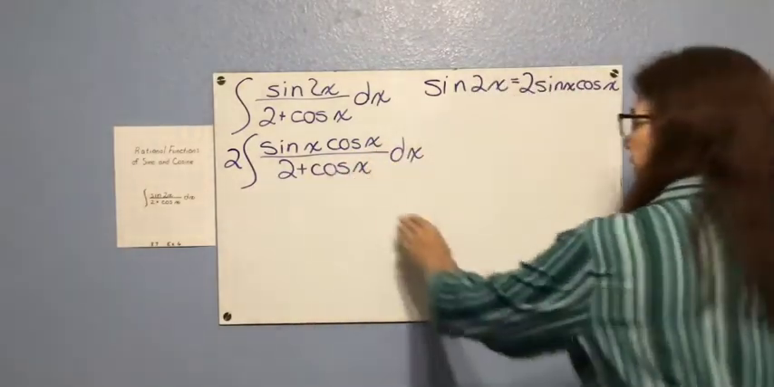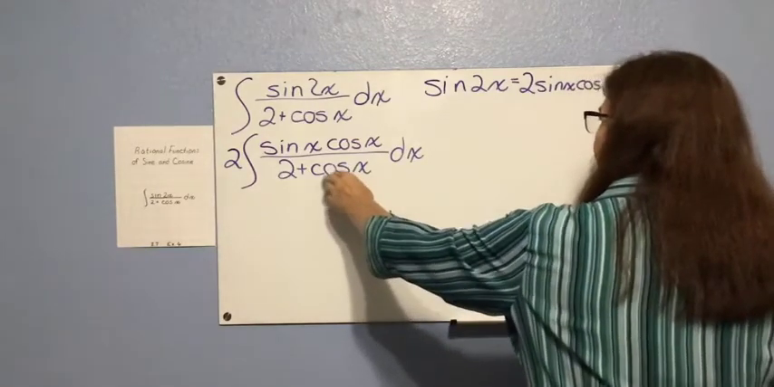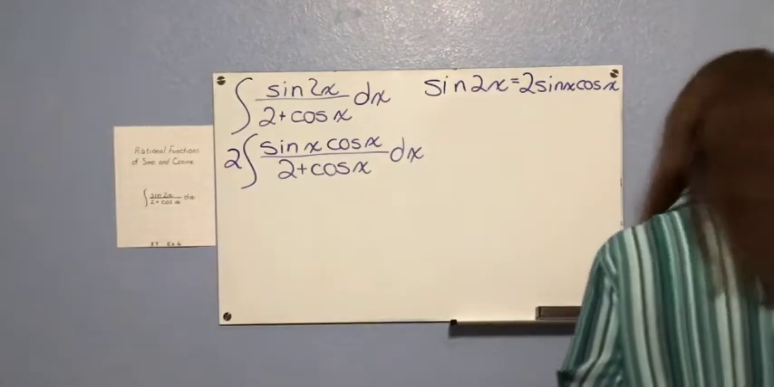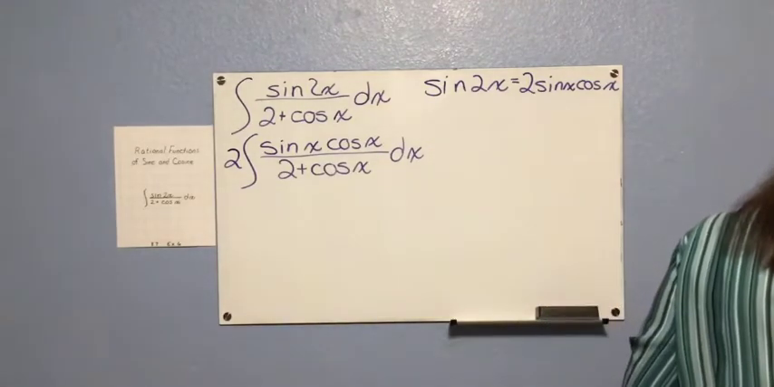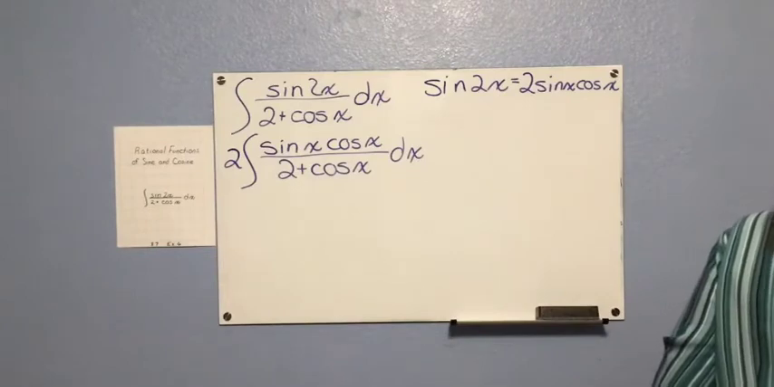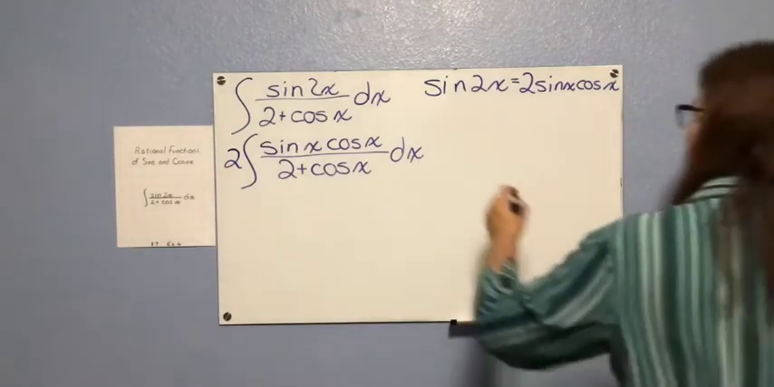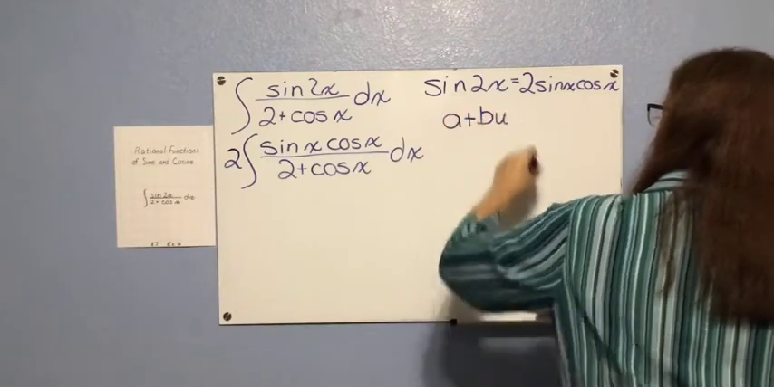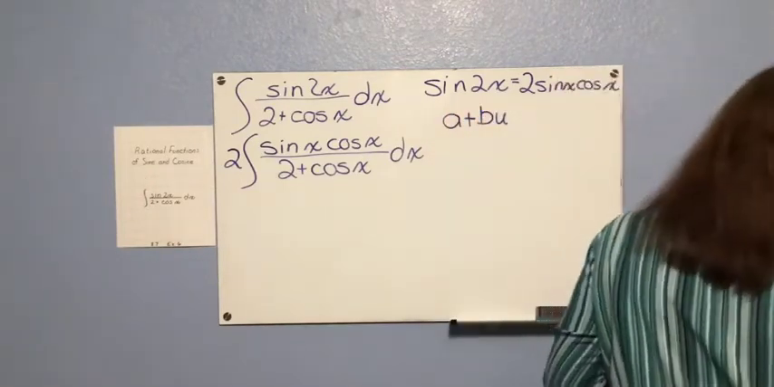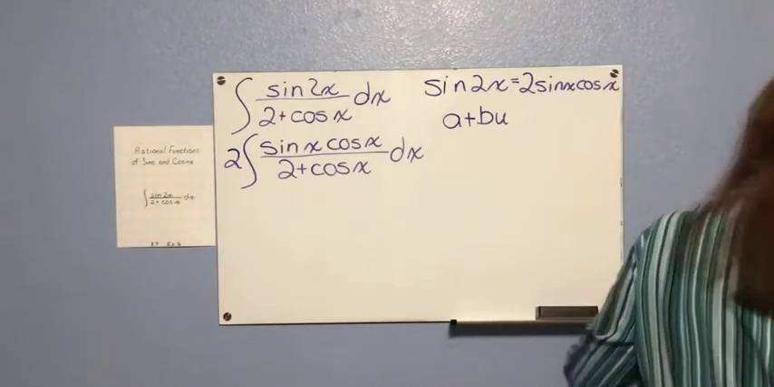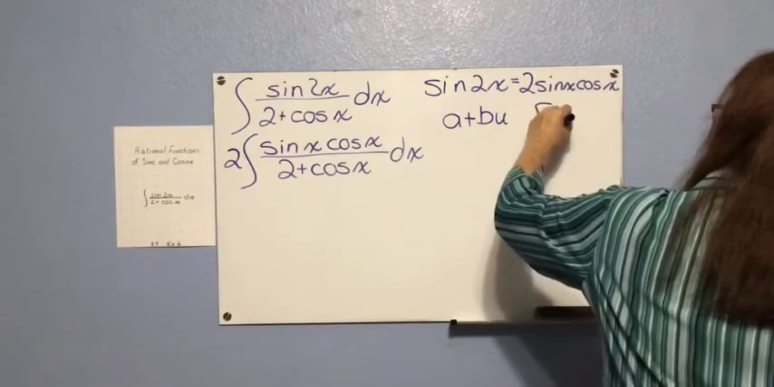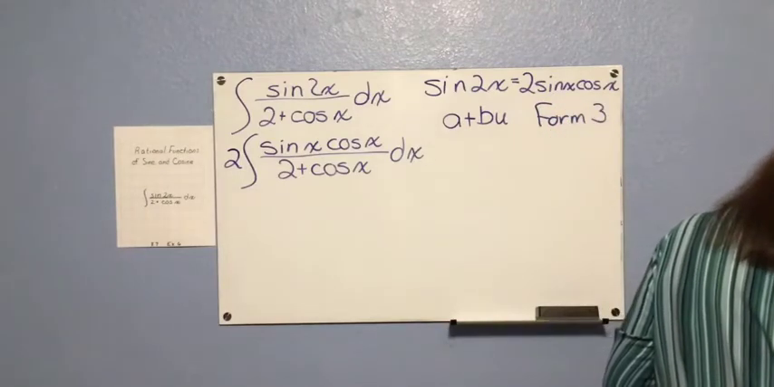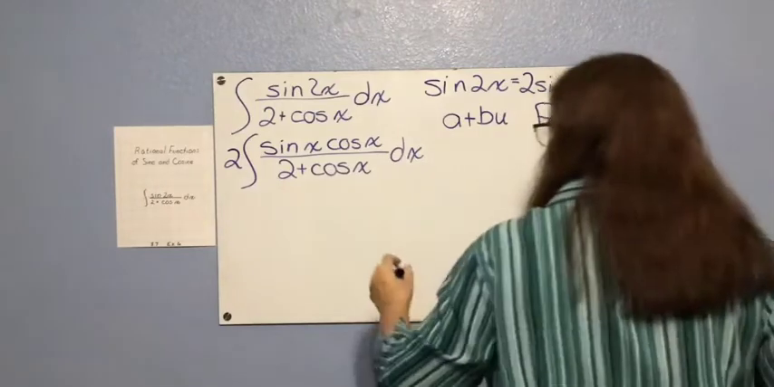Okay. And when I look at the formulas that have cosine x and sine x, I don't find one that is really going to help me out. So instead of looking at sine x and cosine x, I'm going to look for forms that have a plus bu. And formula 3 seems to be one that will be helpful. And it looks like this.